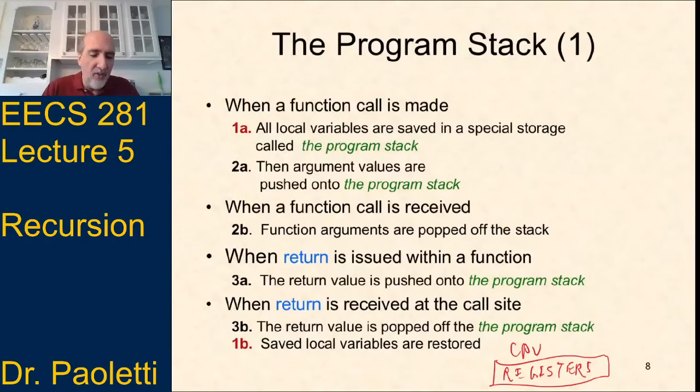So then when the return is received, back in the calling function, or what's called the call site, the function that did the calling, when that one gets back to itself, it says, hey, my call to a function is over, therefore I'm back in my code, and I'm going to go and get that return value off of the stack, put it into a register so I can do something with it. And it's going to get the local variables, all those CPU registers, and get them restored from the stack.